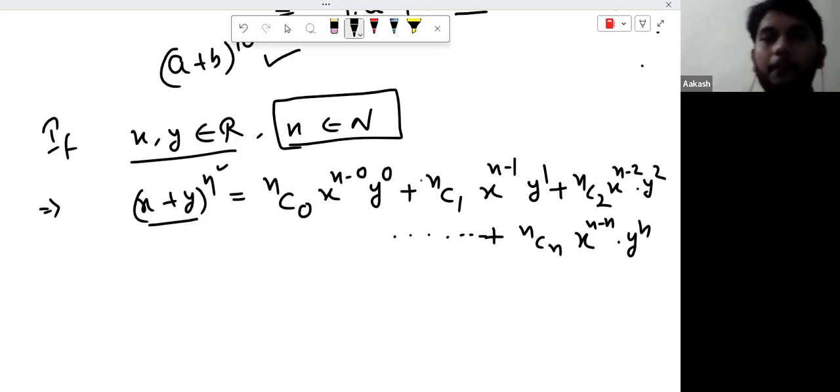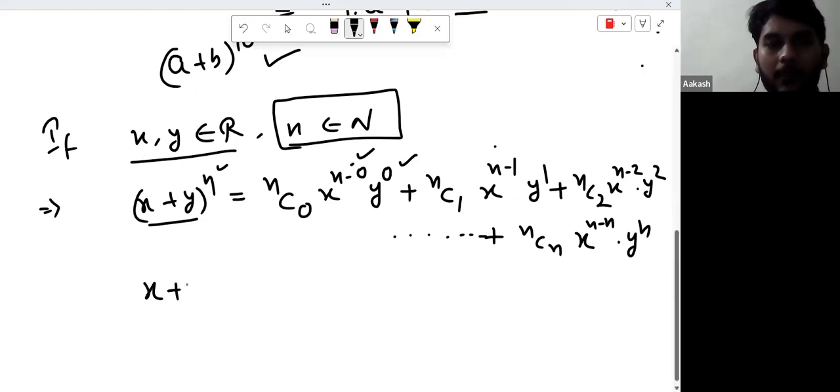If we look at this, the powers of x is decreasing: n, n minus 1, n minus 2, n minus 3, and so on till 0. And powers of y is increasing: 0, 1, 2, 3, 4 till n. Okay. Yes, sir.